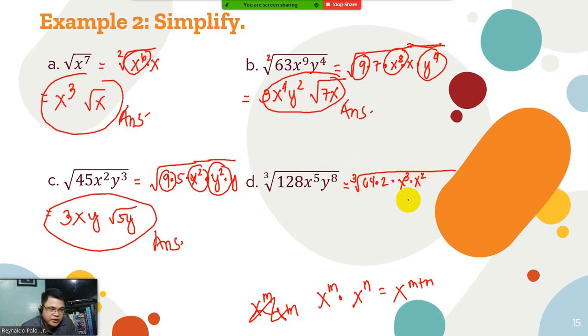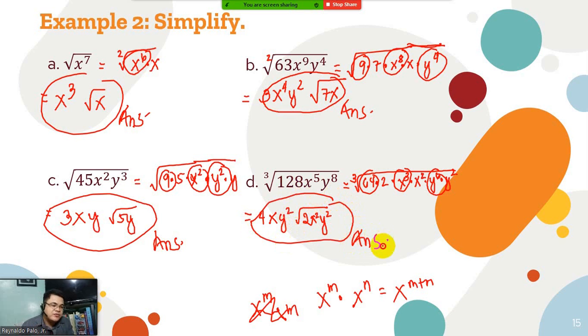And then we have y raised to the 6th power times y squared, because 6 is the nearest number to 8 which is divisible by 3. Now we can move out the perfect cubes. So cube root of 64 is 4. Then cube root of x cubed is x, because 3 divided by 3 is 1. Then cube root of y raised to the 6th power is y squared, because 6 divided by 3 is 2. Then what will remain inside are 2x squared and y squared. So your final answer will be 4xy squared cube root of 2x squared y squared. This will be now your final answer.